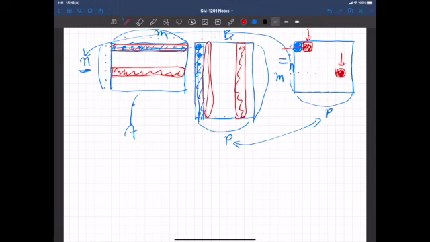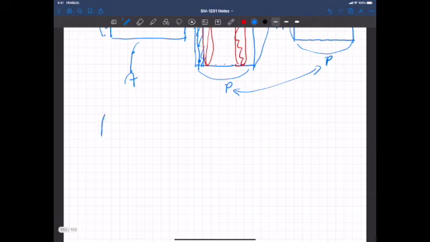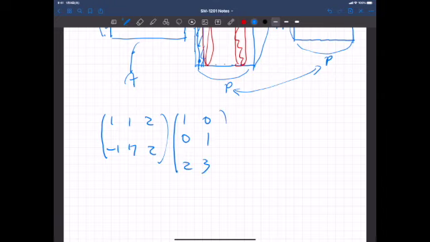Okay, so let's see one example. Again, let us have 1, 1, 2, negative 1, 7, 2, and 1, 0, 0, 1, 2, 3. Suppose we have these two matrices. Then the result of this multiplication is, so we multiply this times this, this times this, this times this, and add them all. And the result should be, so 1 times 1, 1 times 0, 2 times 2, and add them all, and the result is 5.